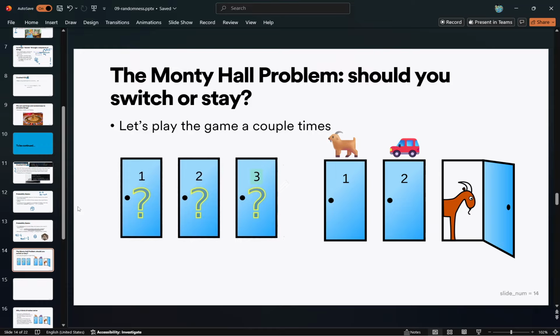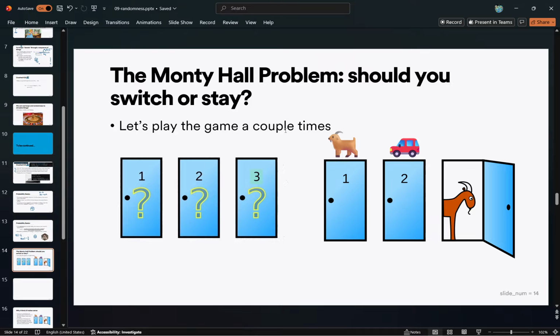There's a car behind one of the doors, and then there's things that you don't want behind the other doors. People use goats as an example. So there's goats behind 2 of the doors and a car behind one of the doors, and you're not sure which one. All right. So you get to pick a door. You may see a goat or a car there. Okay. More likely it was a goat.